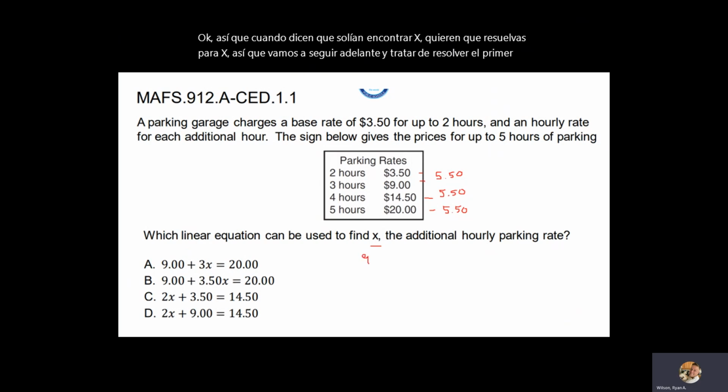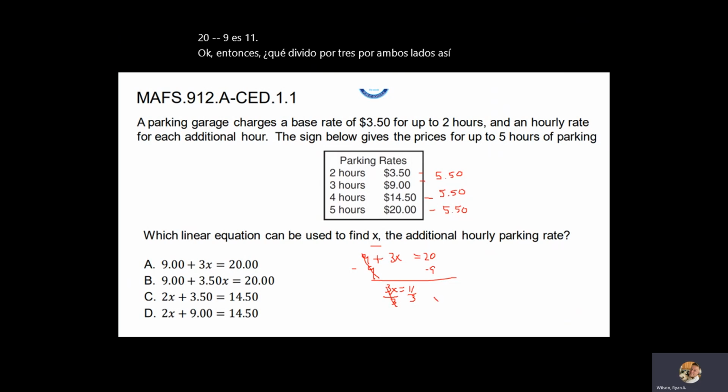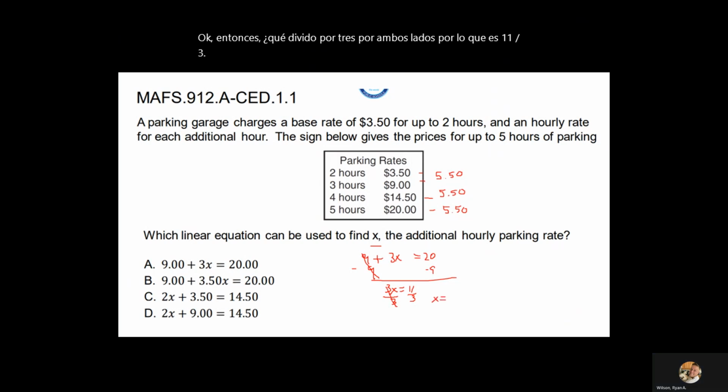All right, so I have 9 plus 3x is equal to 20. What would I move first here? 9, so let's subtract 9 from both sides. Okay, I'm left with just 3x. 20 minus 9 is 11. Okay, so I divide by 3 on both sides. So what's 11 divided by 3? Somebody give me that. We'll do B right here, just in case. What's 11 divided by 3? You can use your phones if you want.